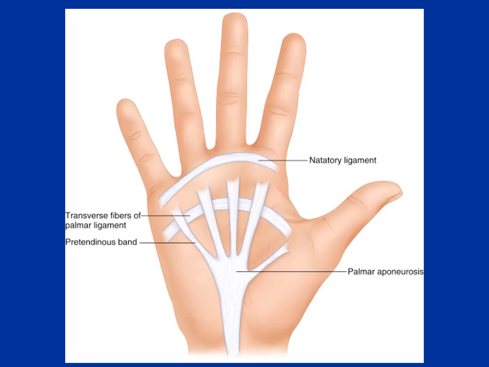Here is a schematic diagram showing the palmaris longus tendon expanding in the palm and giving slips to the digits, the bands which are known as pretendinous bands, towards the bases of the fingers. Also we see the natatory ligaments which we are going to discuss later on.